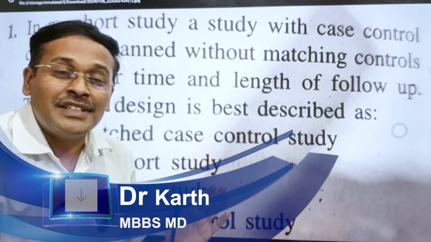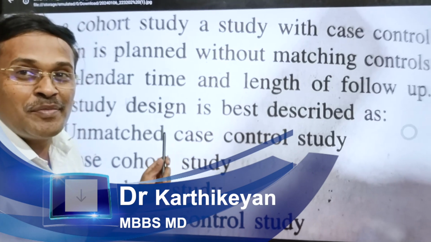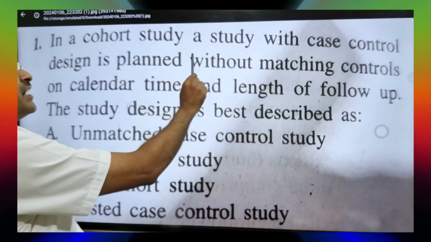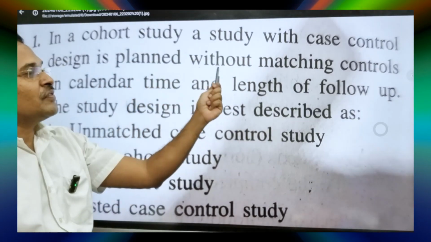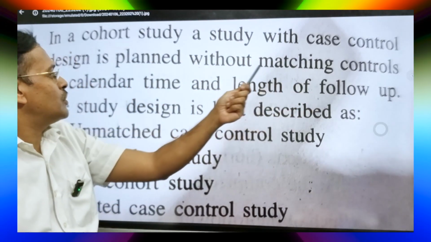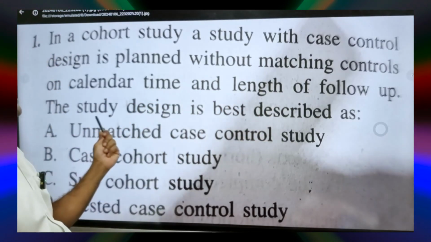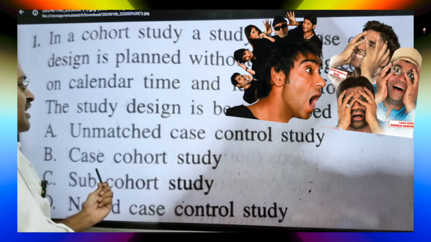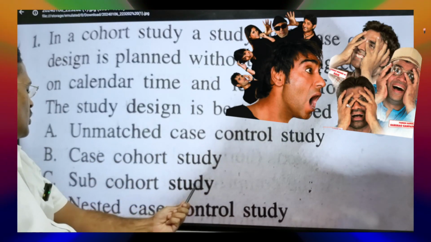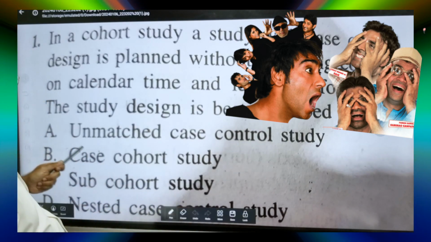This question is often repeated in all the exams. We have to discuss this very important question. In a cohort study, a study with case control design is planned without matching controls on calendar time and length of follow-up. The study design is best described as: unmatched case control study, case cohort study, sub-cohort study, or nested case control study. So, we will discuss this question.